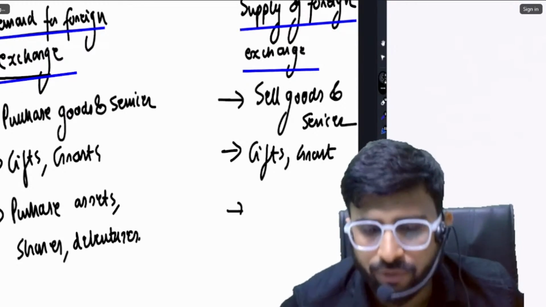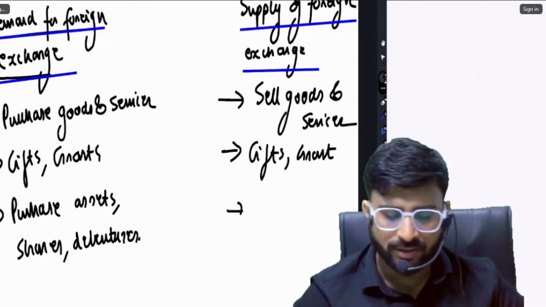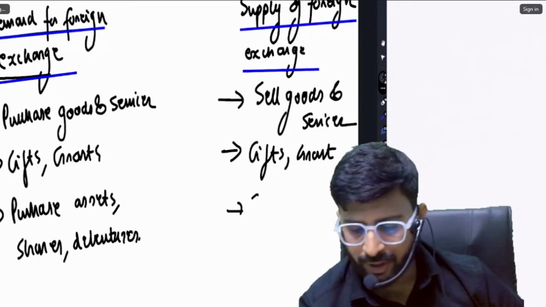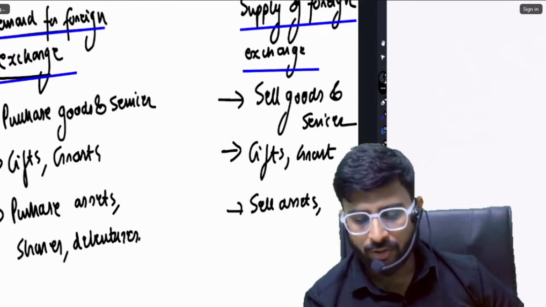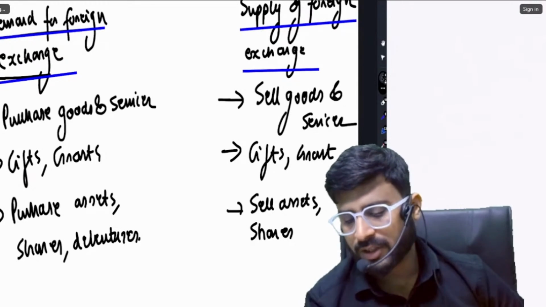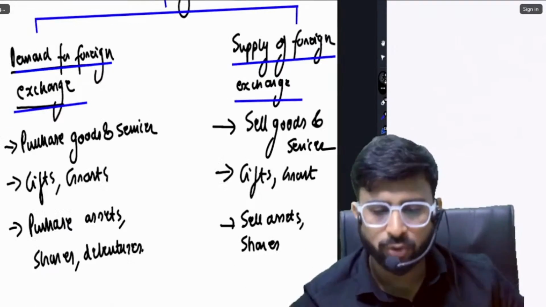Friends, when does supply of foreign exchange arise? Of course, when you sell assets, you will get money. When you have some assets abroad, some shares abroad that you sell, then you get your payment. So these are some of the sources.